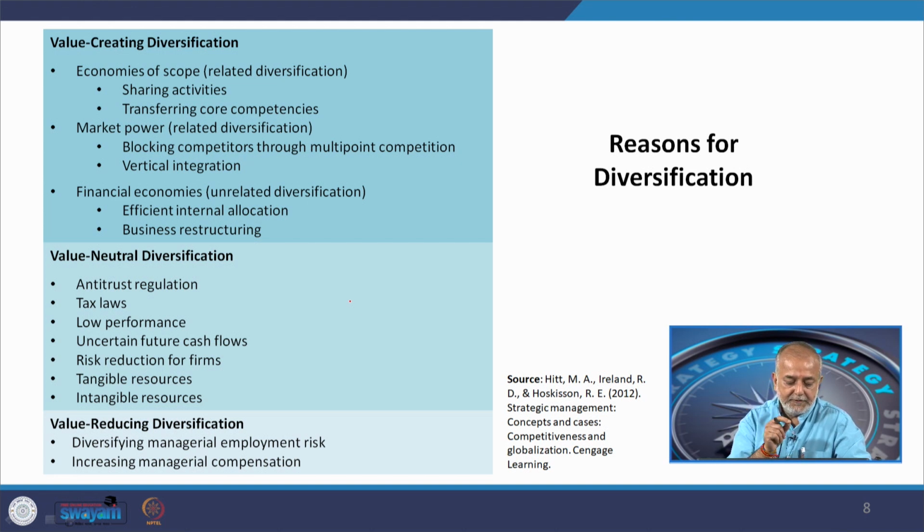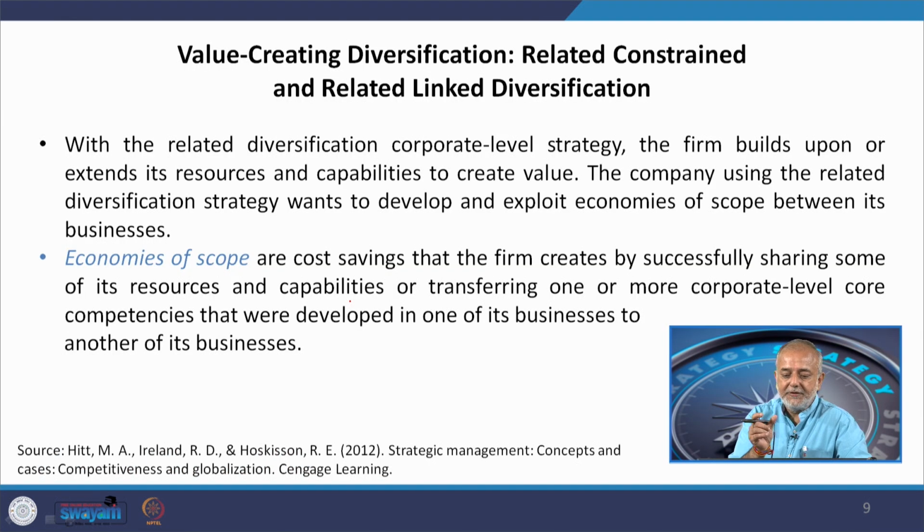Then value reducing diversification: diversifying managerial employment risk, increasing managerial compensation. Now, increasing managerial compensation at this point can be seen as value reducing diversification, wherein somehow you have to spend more, but at the end of the day this would add to value, as it is presumed. So, as of now it might be looked upon as value reducing diversification, but in due course of time, if it is done well, it would get converted into value creating diversification. So, value creating diversification, in terms of related constrained and related linked diversification, and how should we be looking upon that.